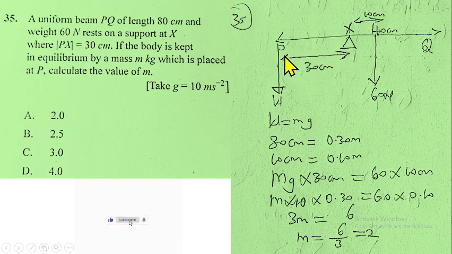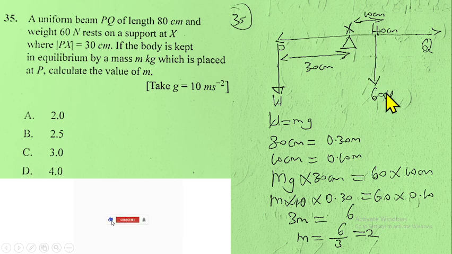Also we know the distance between P and this x, which is 30 centimeter. So we are looking for the weight of this mass. What do we have to find? We have to calculate the m, which is the mass of this weight.